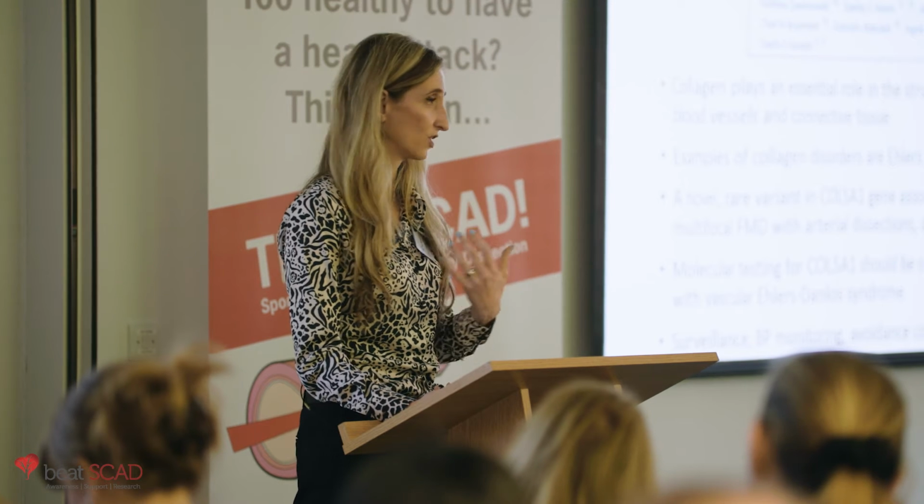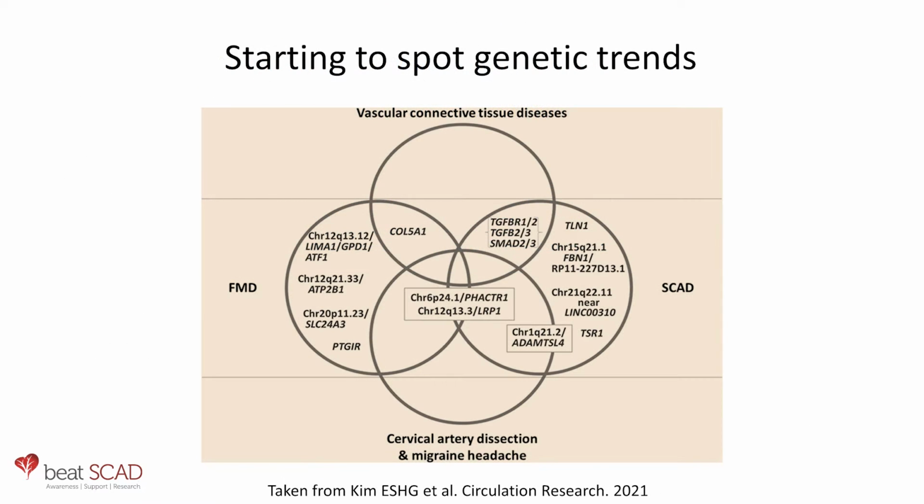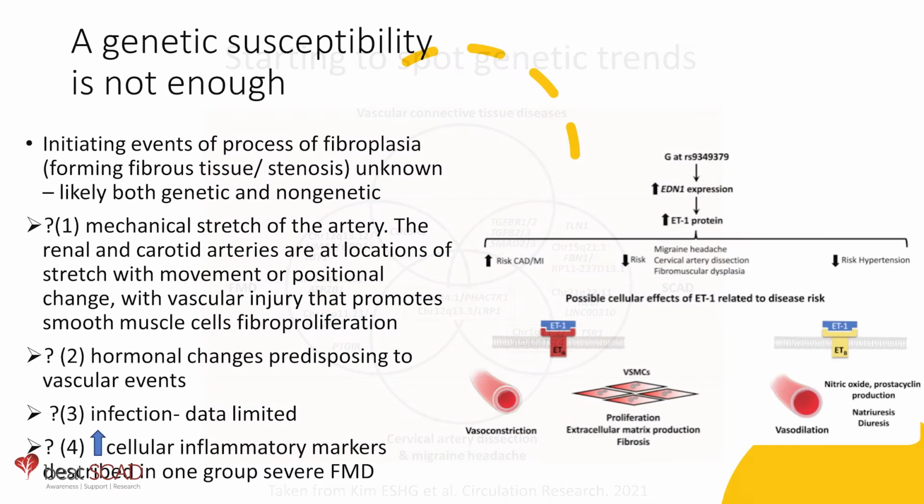We'll be doing imaging tests more often. We'll be super strict with your blood pressure, advise avoidance of contact sports, advise surgical precaution if you're having any operations on blood vessels. So we are starting to spot genetic trends, and we're starting to spot that there is overlap between a number of conditions, so SCAD, FMD, migraines, cervical artery dissections. But just having a genetic susceptibility is not enough.